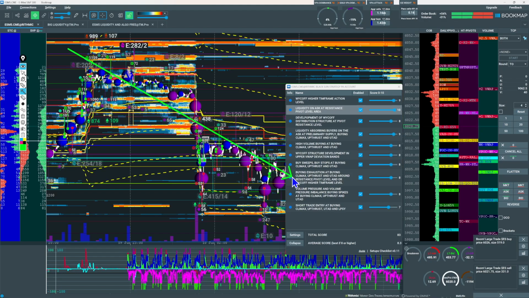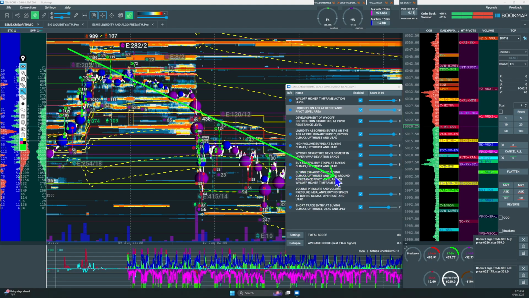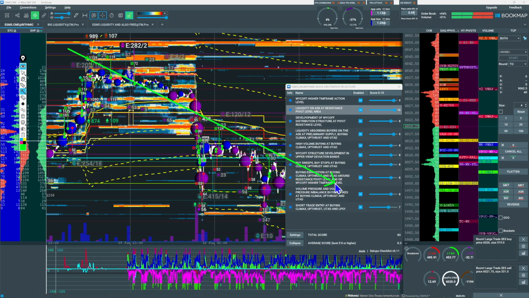Buying exhaustion at buying climax, upthrust, and UTAD around resistance pivot level and or Wyckoff higher time frame level. So this is basically saying the same thing as some of these here, right? So we have the distribution at the resistance level, and we have the buying exhaustion. So that's what I was pointing out before. You know, the buying sweeps, the buy stops, heavy volume, not breaking up to the upside. So that's buying exhaustion, right?